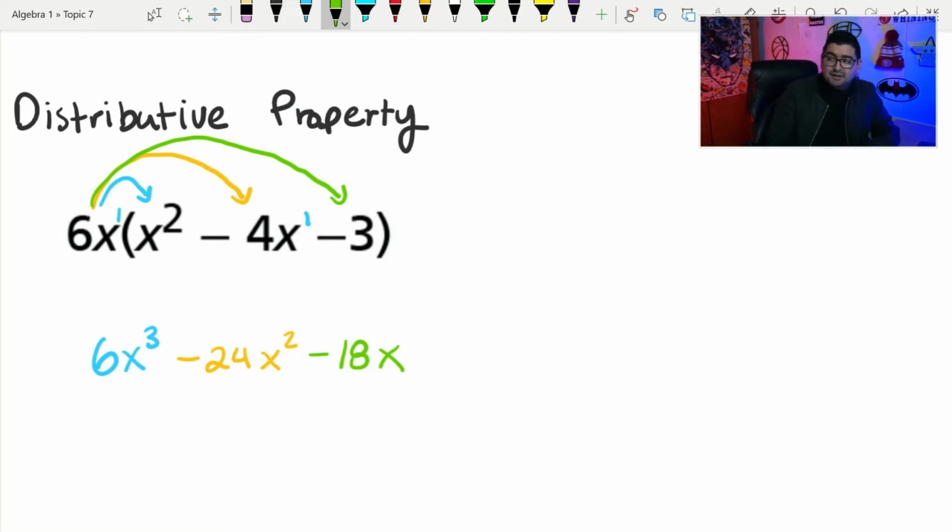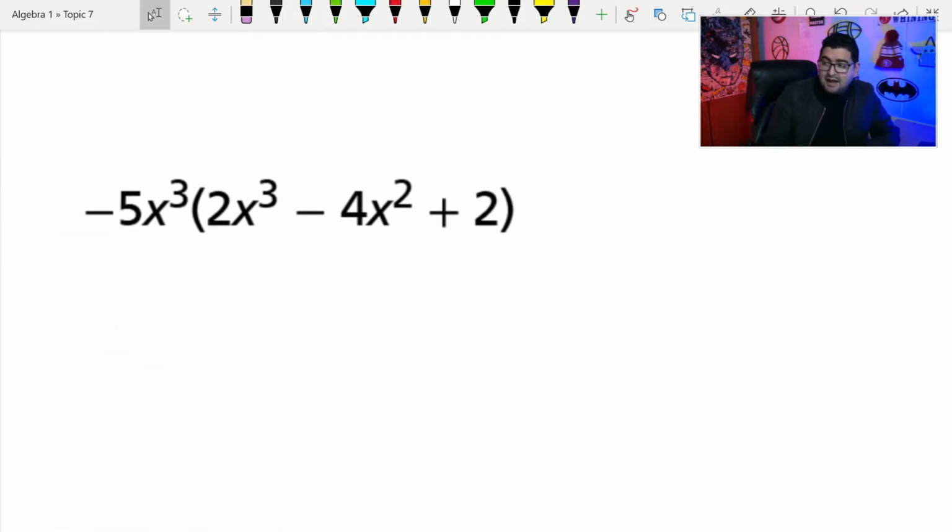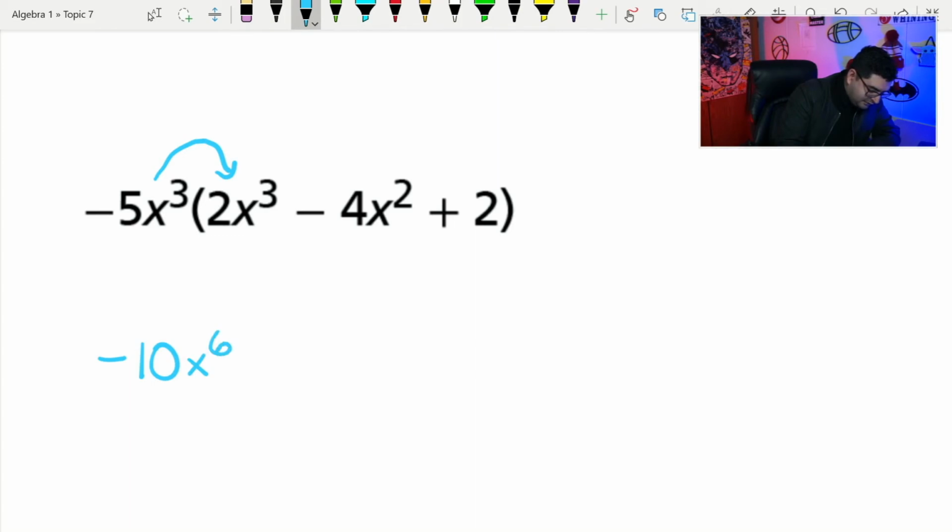Let's go ahead and look at another example so that you get more practice. So same thing here, I have negative 5x raised to the power of 3 times 2x raised to the power of 3 minus 4x squared plus 2. So again, we're going to use the distributive property. We're going to multiply this out to what's on the inside. So negative 5x raised to the power of 3 times 2x raised to the power of 3. We get a negative 10, because negative 5 times 2 is negative 10. X to the 3 times x to the 3, we add those 3's together, we get x to the power of 6.